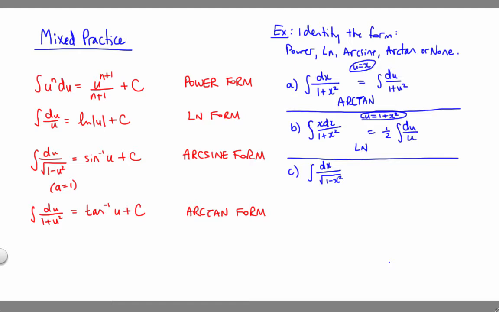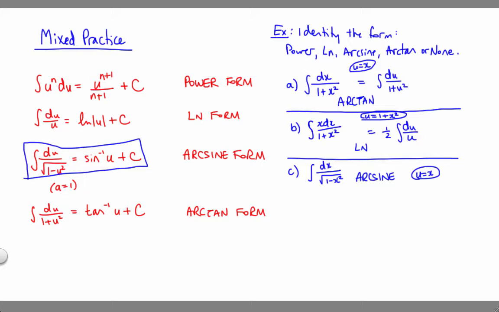Part C, we've got the integral of dx over the square root of 1 minus x squared. So that is the arcsine form. If you wanted, you could make the substitution u equal x, just to rewrite it so that it exactly matches this formula, but in my opinion that would be overkill.